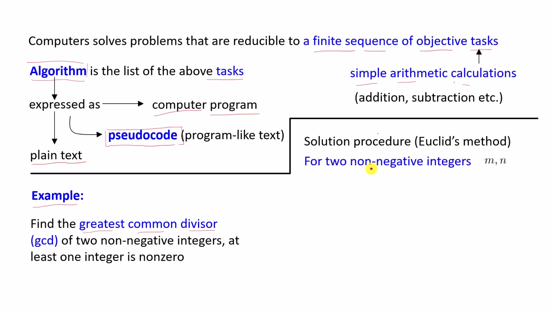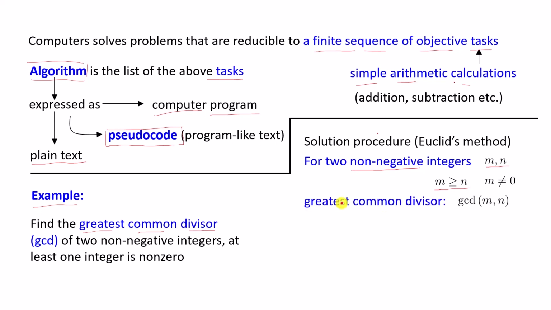Let us say we have two non-negative integers, m and n, and m is greater than or equal to n, and m not equal to 0. Which means if m is not equal to 0, then n could be either 0 or positive. The point is that both of them cannot be 0 because m is greater than or equal to n.